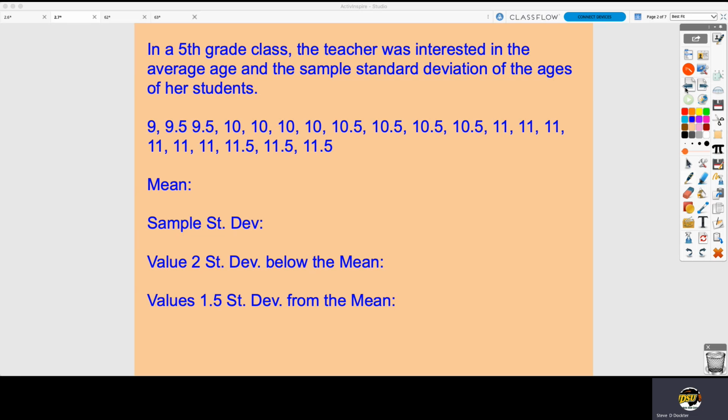You could spend all of the time typing in every single one of those data points, but you don't have to on the calculator. The calculator is smart enough that if you put it in the way that I'm going to show you here, it can do all that stuff for you. The different data points that we have are 9, 9.5, 10, 10.5, 11, and 11.5.